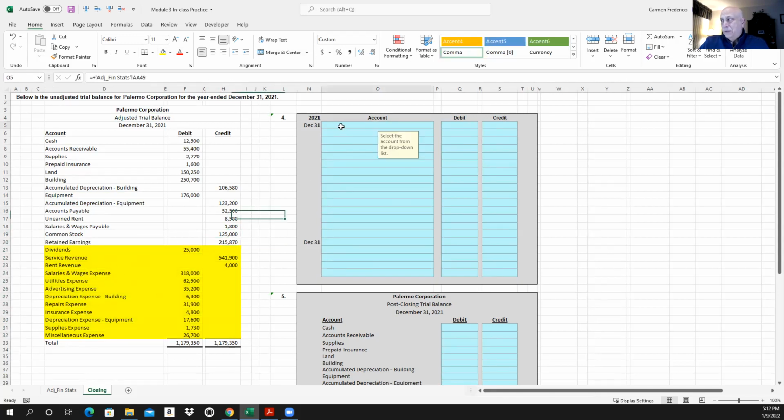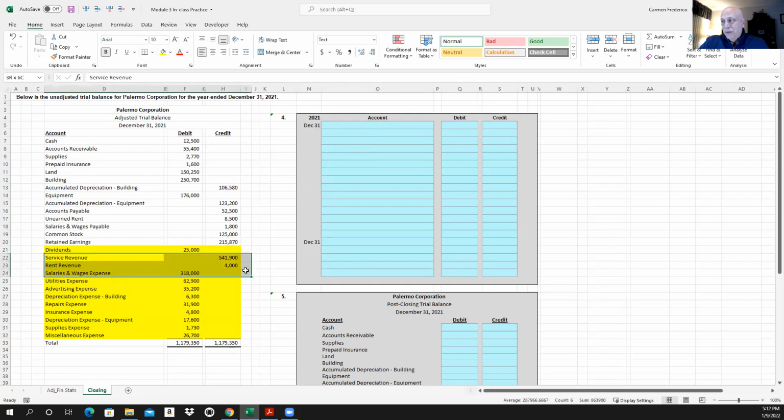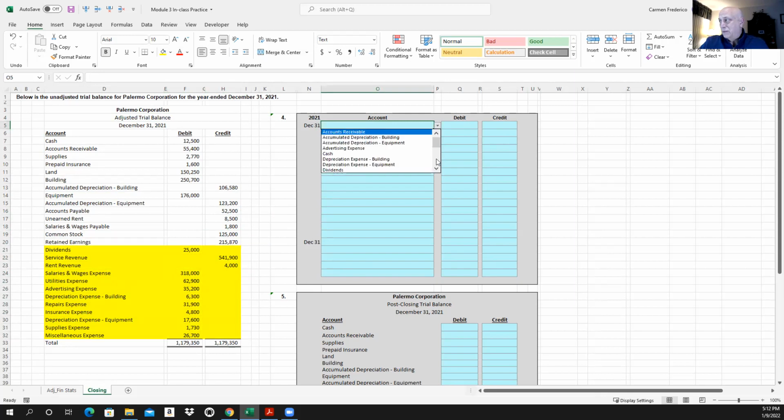So let's start out with closing out the revenue accounts. We're going to find service revenue. If it has a credit balance, we have to close it out by debiting it. We'll make a debit to service revenue. And we want to close out the rent revenue account, so we find the rent revenue account.